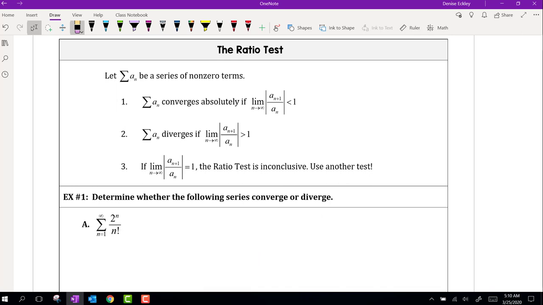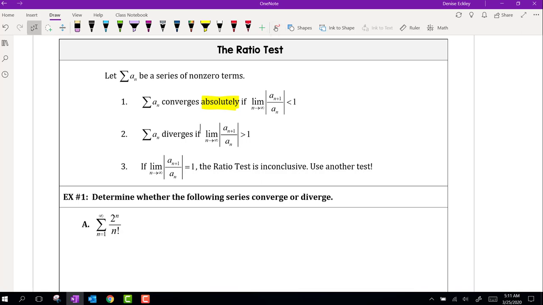So of course we have an infinite series, and it's a series of non-zero terms, and we have three conditions: it either converges, diverges, or it's inconclusive. If the series converges, the nice thing is it doesn't just converge, it converges absolutely if the limit as n approaches infinity of the absolute value of a sub n plus 1 over a sub n is less than 1. If that limit is greater than 1, then the series diverges. But if that limit equals 1, you can't use the ratio test, you have to use another test.